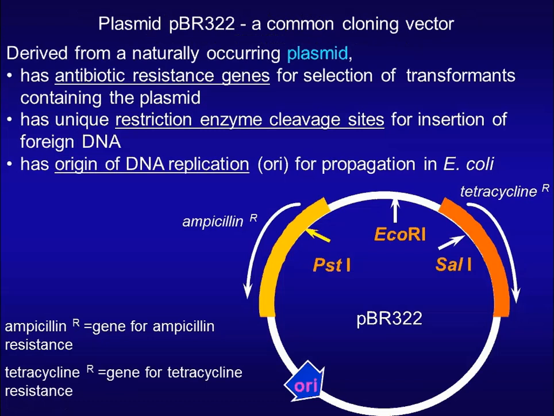Here, we will use Plasmid PBR322 as an example to look at the structure of a plasmid. This vector is derived from a naturally occurring plasmid. It has 2 antibiotic-resistant genes, ampicillin-resistant and tetracycline-resistant genes. It has unique restriction enzyme cleavage sites. It has an origin of DNA replication.